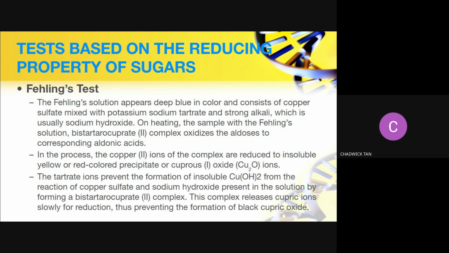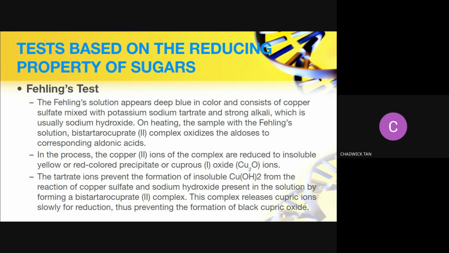So this appears deep blue in color and consists of copper sulfate with potassium, sodium tartrate, and strong alkali. So usually you have sodium hydroxide. So on heating the sample with the Fehling's solution produces bistartarocuprate complex. So this oxidizes the aldoses to aldonic acid. So your copper 2 plus becomes copper plus 1. So you form the red precipitate. So from cupric to cuprous.